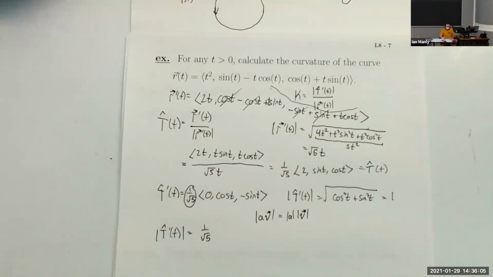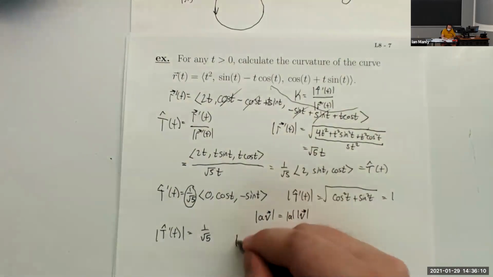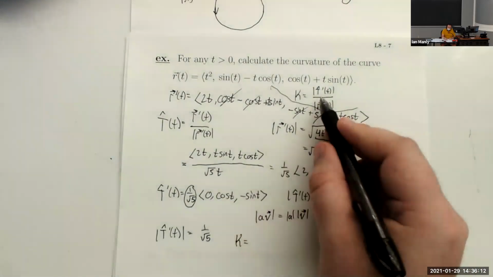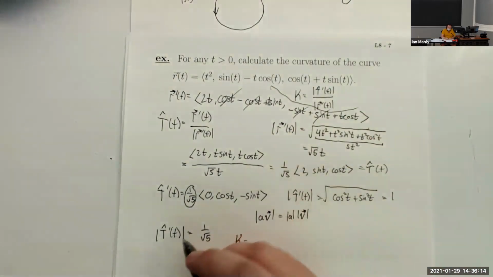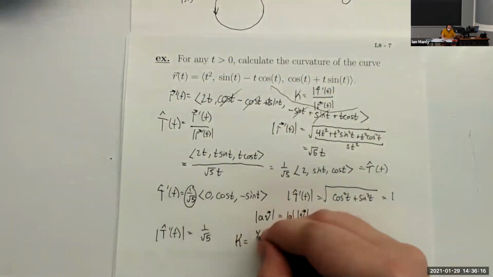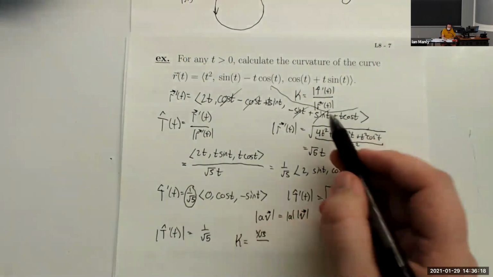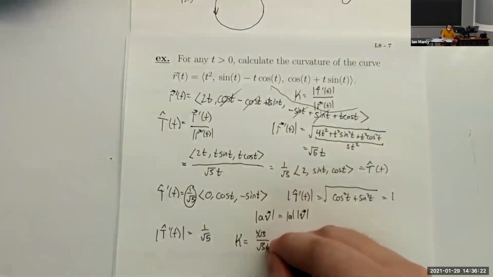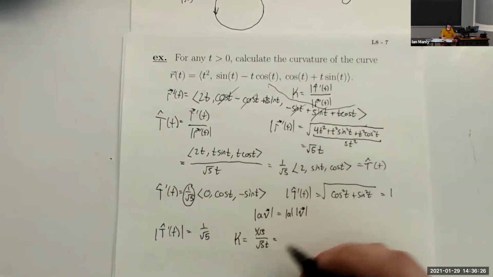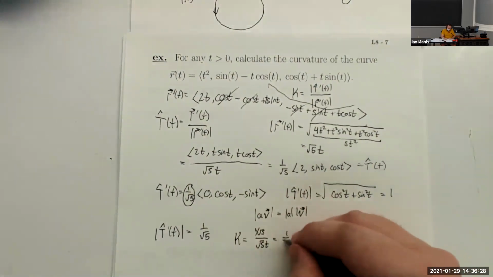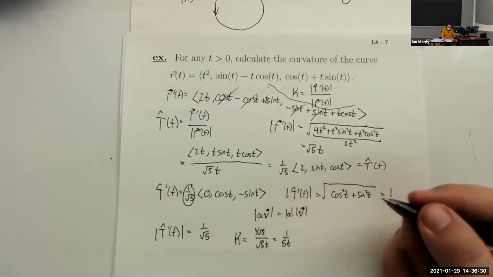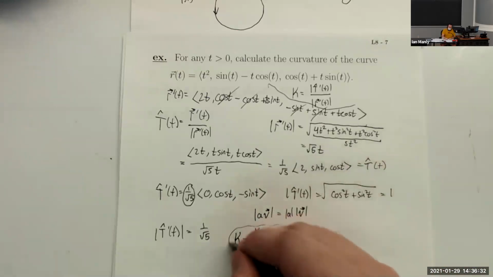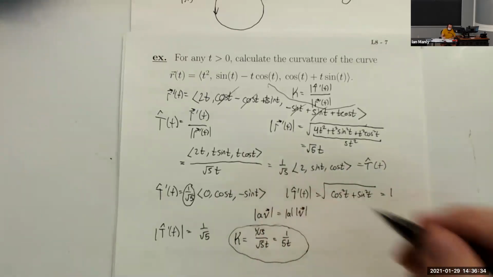All right, good. So we got this far. And now all we need to do to get kappa, or our curvature, is put the absolute value of T prime in the numerator, and then we put the magnitude of r prime in the denominator. And then we can simplify this right here, and we have 1 over 5t. And this is going to be our curvature.